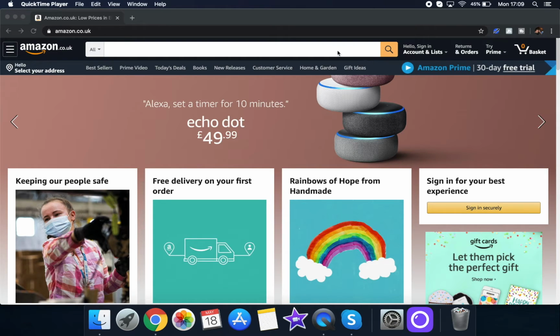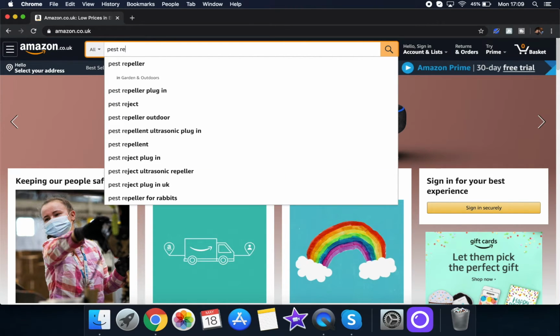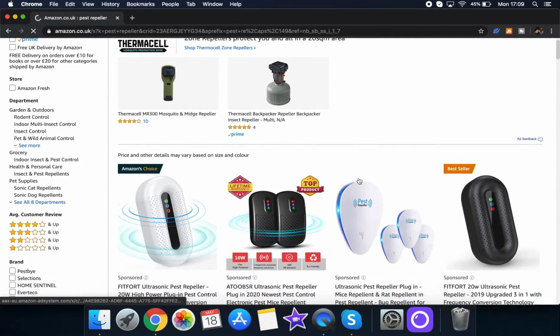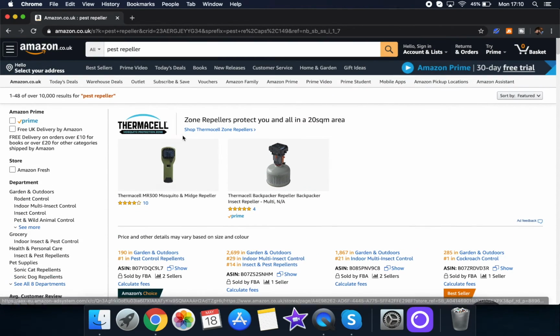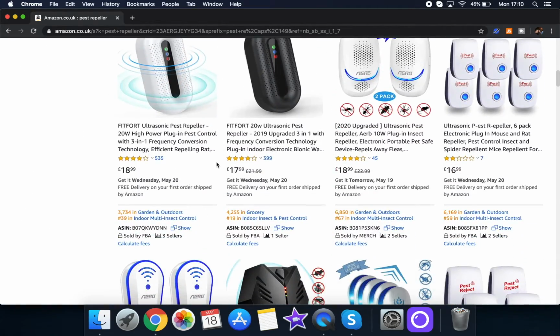So first things first, we're on the Amazon UK marketplace. What we're going to do is just type in any random product to have a look. Okay, and here are all of the products that we have. In this case, we're going to use a pest repeller. And as you can see, there are so many products to potentially choose from.